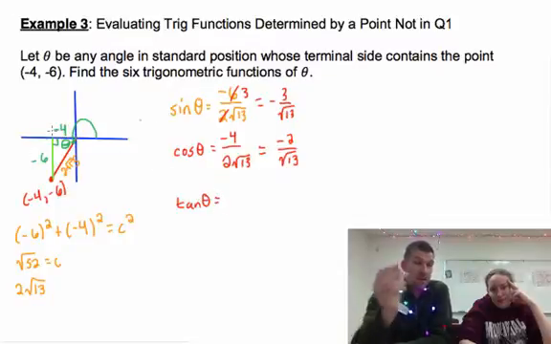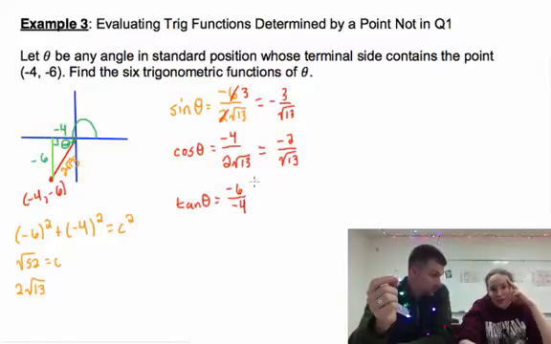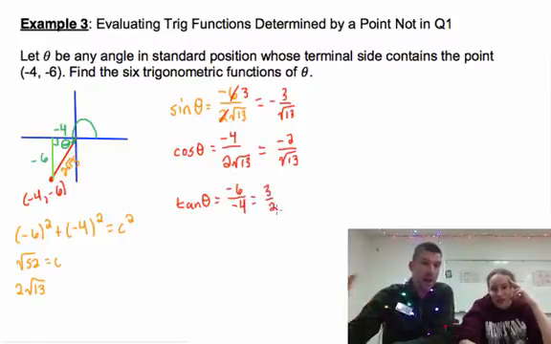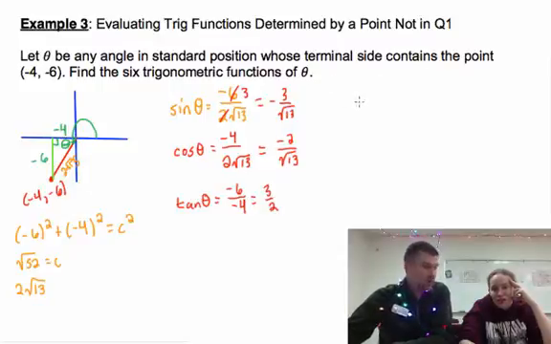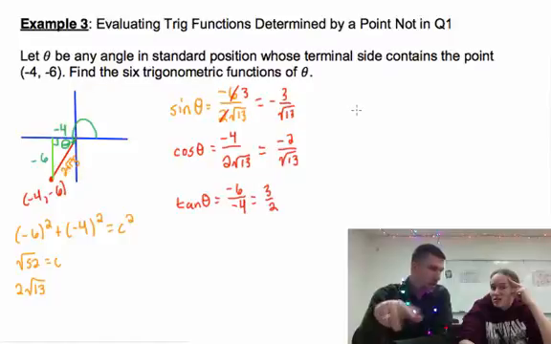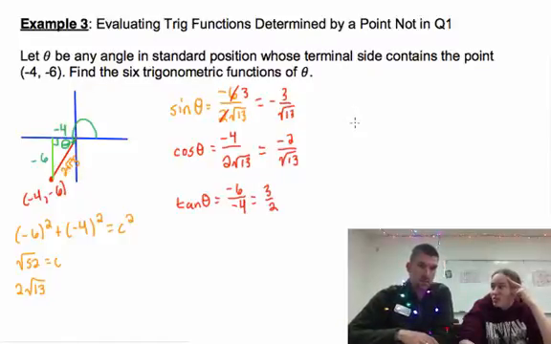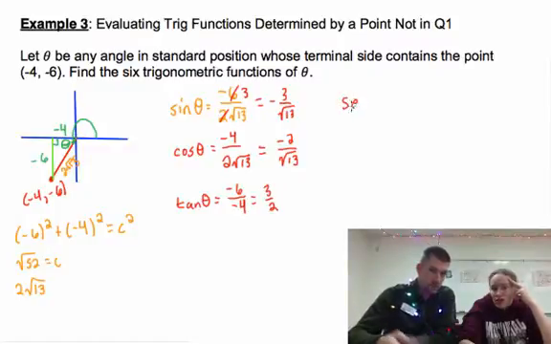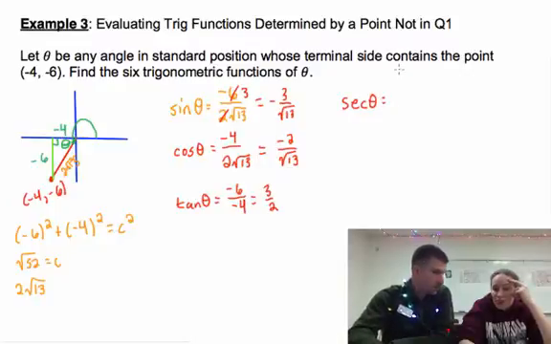Tangent is opposite over adjacent. Now pay attention here because something wacky happens. The negatives cancel out and it's positive. If we go back to what we were just looking at a minute ago, the tangent is identical. If you look in your notes at the tangent on the previous example, it's the exact same. That's a true thing.